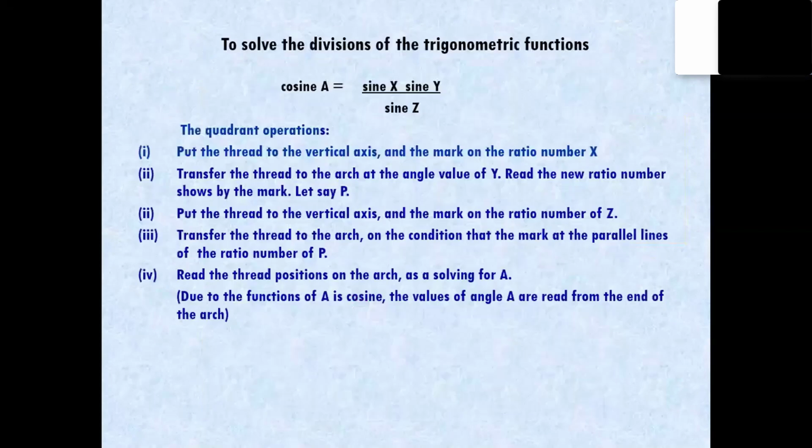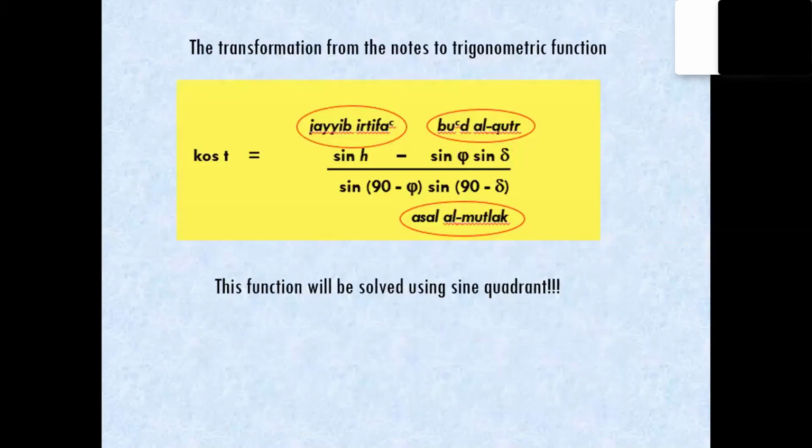Since we want to do calculation in astronomy, there is a formula. But in Malay manuscripts, it does not appear in quantitative symbolic form, but in a narrative method, called Jayb, Irtifa', Bu'd Kutr and Asl Mutlaq. How do we solve it? This is our study: how these phrases, these narrative forms, match with trigonometric form.